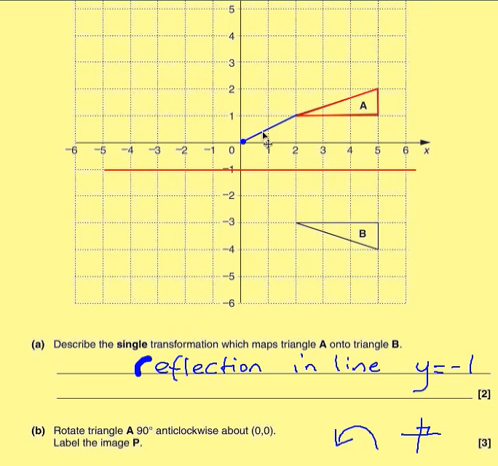So the blue dot represents where we are going to rotate about. So we're going to rotate about 0, 0. So our 90 degrees that we need to rotate about 0, 0, I'm going to extend that line from the tip of my triangle through 0. So to rotate it, I would need to make sure that I am actually at 90 degrees to it.